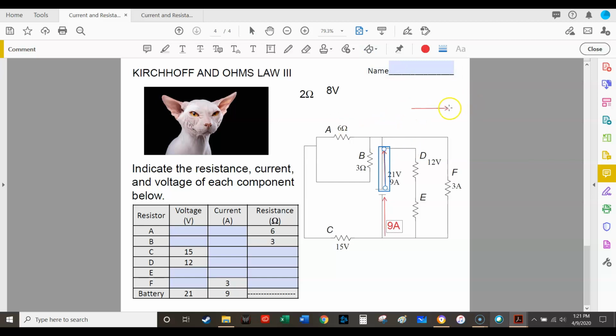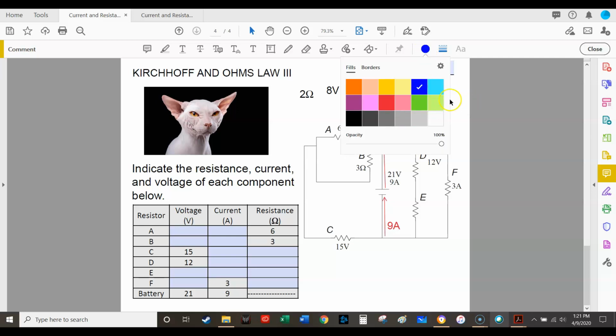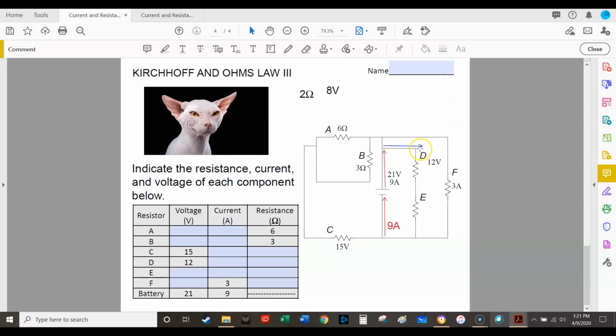I'm going to draw a different current now, and I'm going to call this one blue. All right, so blue is going to leave to the right. Blue is going to head through D and E. And then blue is going to head down and go back in here.